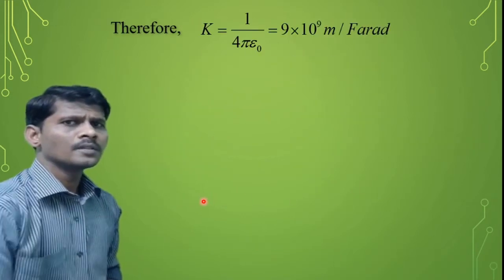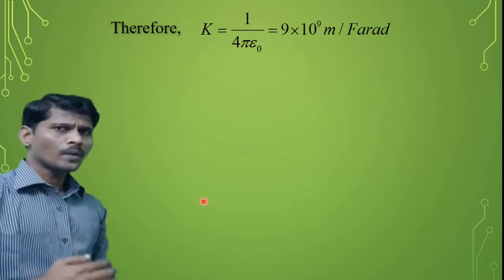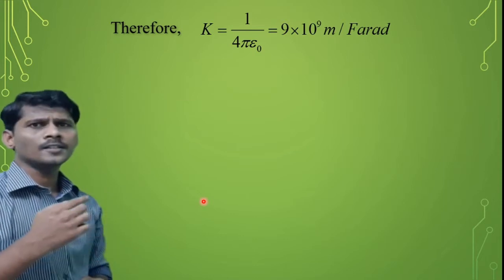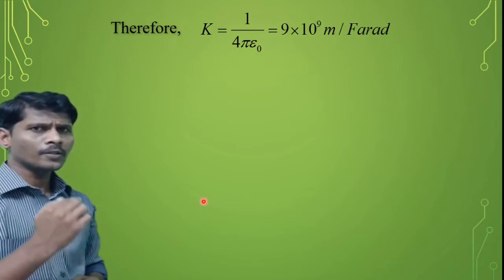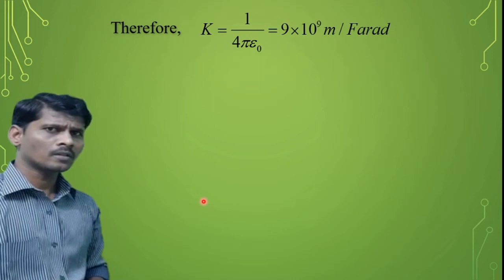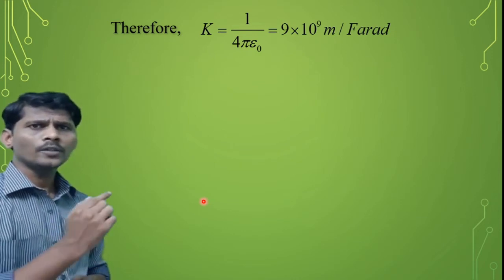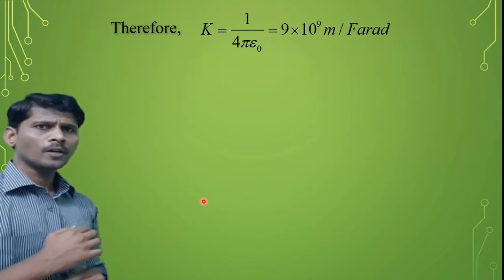Therefore, K is equal to 1 by 4 pi epsilon naught. What is the epsilon naught value? It is 10 to the power of minus 9 by 36 pi. Substituting that value into 1 by 4 pi epsilon naught, the proportionality constant K is equal to 9 into 10 to the power of 9 meter per farad.